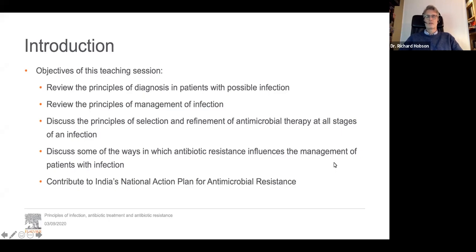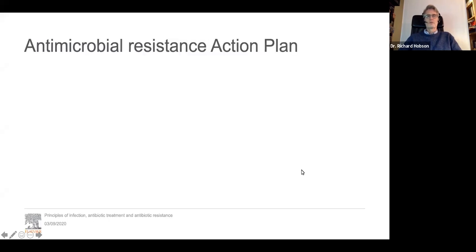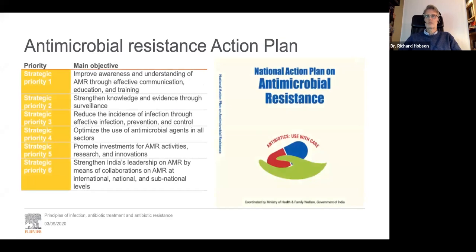The other thing I should say is that because I'm covering the subject of resistance, I think most of what I'm talking about here is about antibiotics and bacterial infections rather than antimicrobials, which of course is a much wider topic. So the little bit about India's National Antimicrobial Resistance Action Plan, I thought I'd take this opportunity just to bring this to your attention.